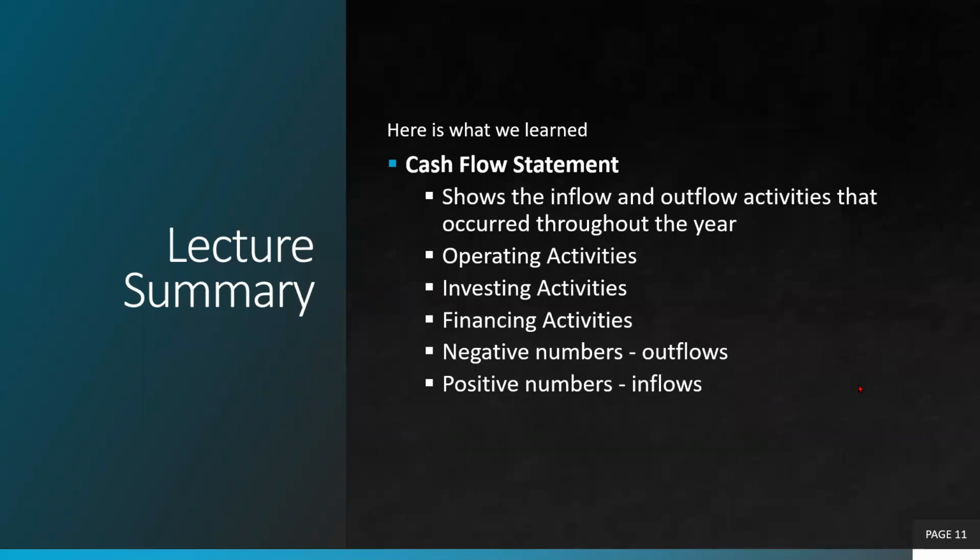So here's what we've learned through this lecture. The cash flow statement shows the inflows and outflow activities that occurred throughout the year or whatever period you're examining. It could be a month or a quarter. It has three main categories: inflows and outflows of operating activities, investing activities, financing activities. Negative numbers are outflows, positive numbers are inflows. And from this, you can determine the free cash flow that a company has.